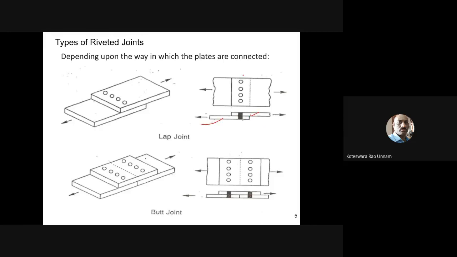Even for this plate also there is one row of rivets. So that's why I'll call it as a single row. Here, if I come to the butt joint, this is the front view and this is the top view of the butt joint. This particular butt joint here.